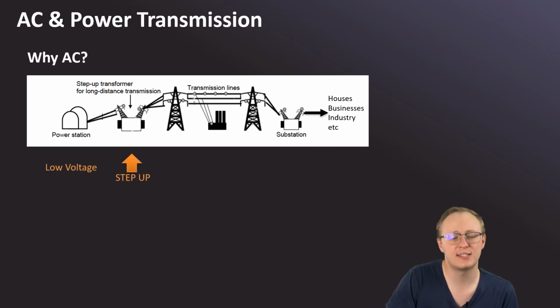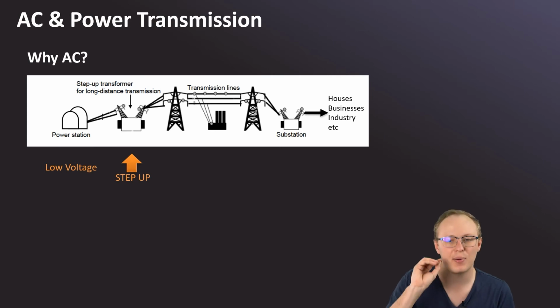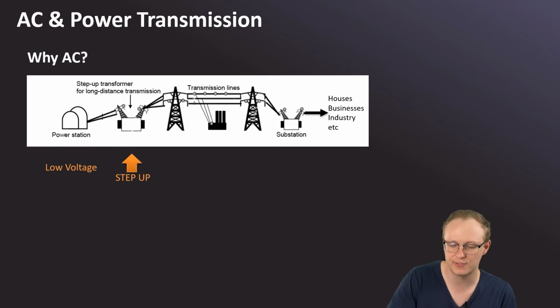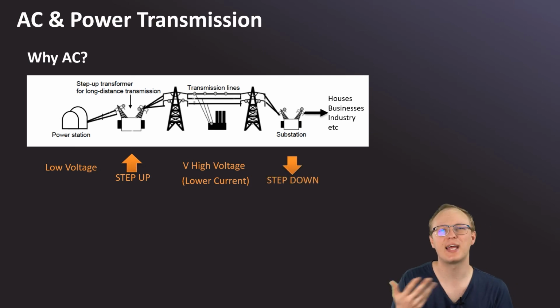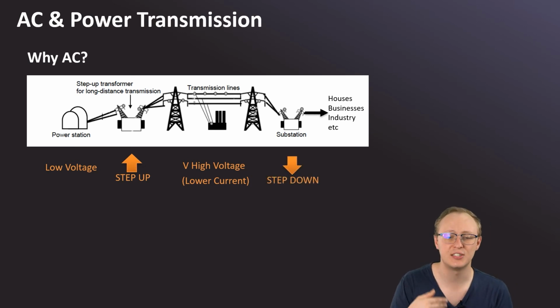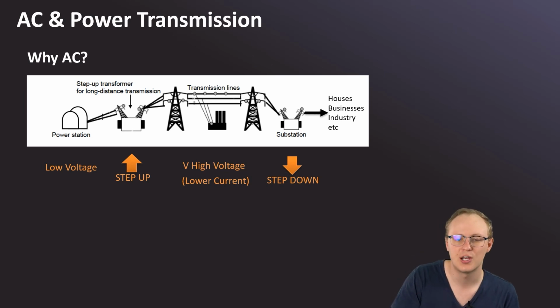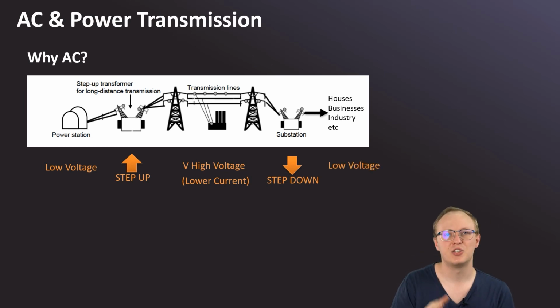At the power station, we generally generate electricity at a fairly low voltage, and then we use a step-up transformer that increases the voltage in order to transmit that electricity over very long distances. Then, when we get closer to where the electricity needs to be used, we step it down again to a lower voltage, and at your house you might get the 220 volts.